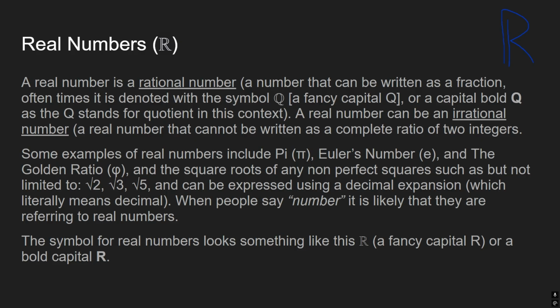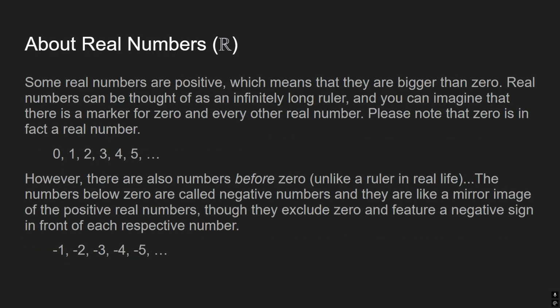Real numbers can be shown on the number line. The symbol for real numbers looks something like what you see in the upper right-hand corner of the slide. It's like a fancy R, or sometimes people will use a bold R. Some real numbers are positive, they are bigger than zero.